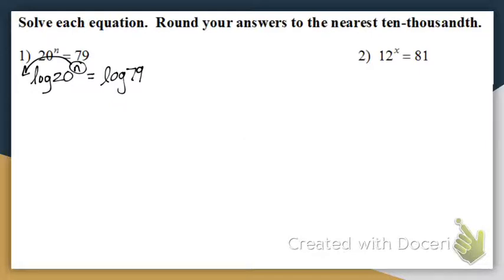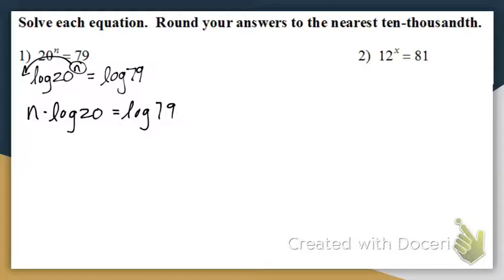I don't want it in the exponent. And we'll rewrite it one more time. n times log of 20 is equal to log of 79. And last but not least, the fourth step was to solve for or isolate the x. Or in this case, I guess it's an n, but that's okay. It's the same thing. It's just a variable.